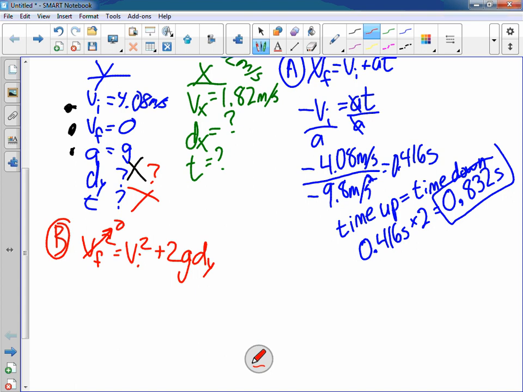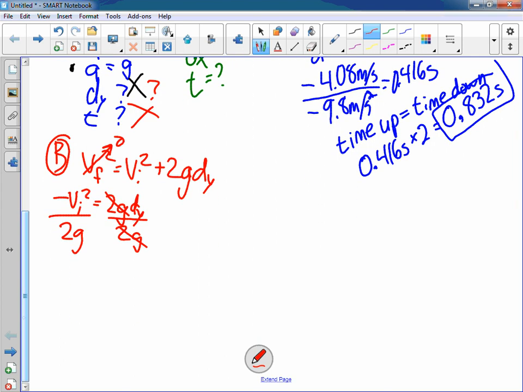Right. Okay. Once again, we're going to try to rearrange before we start plugging in. So what will I bring to the other side? And how? Yes. Minus VI squared equals 2G D sub Y. How do I get the D sub Y all by itself? Divide by 2G. Yes. Good. Okay. So now we can start plugging in.